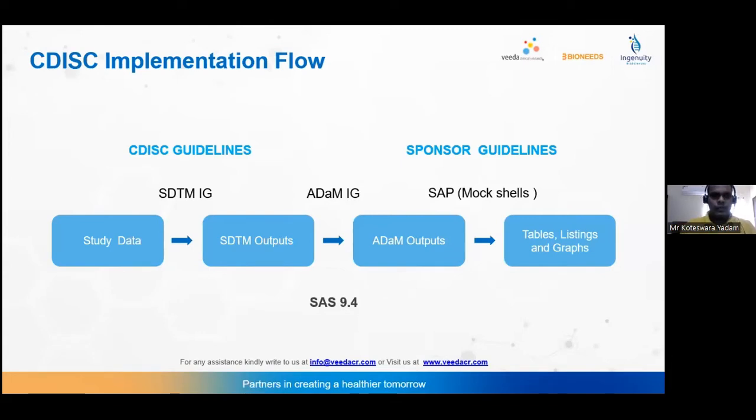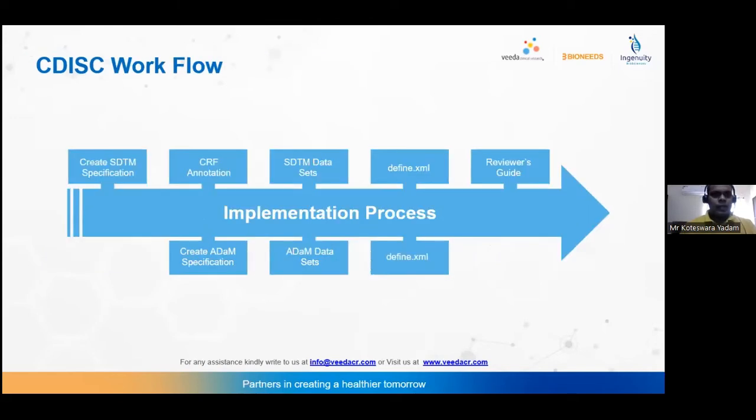If the sponsor requires 3.3, then we can go for the 3.3 guidelines. First, we create a specification, which is nothing but a programming plan that will be implemented in Excel. The specification is a functional document which will guide us on how to do the programming.